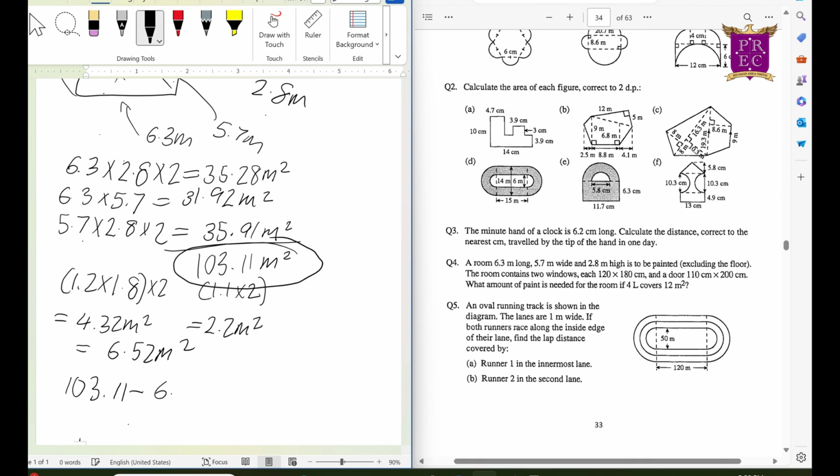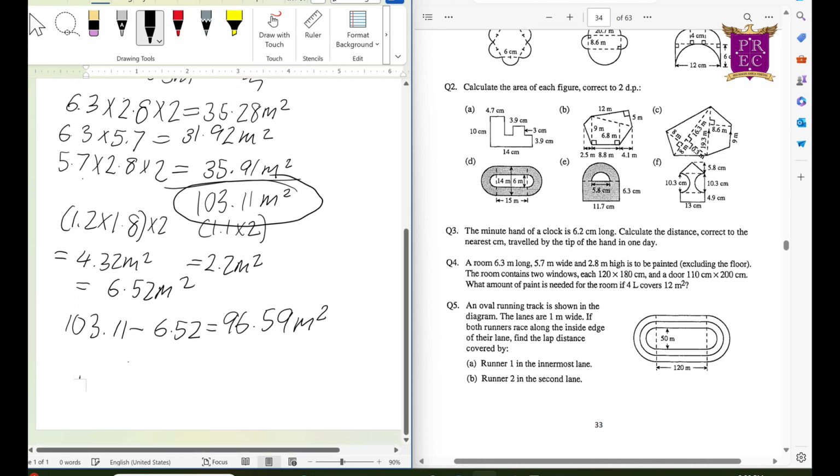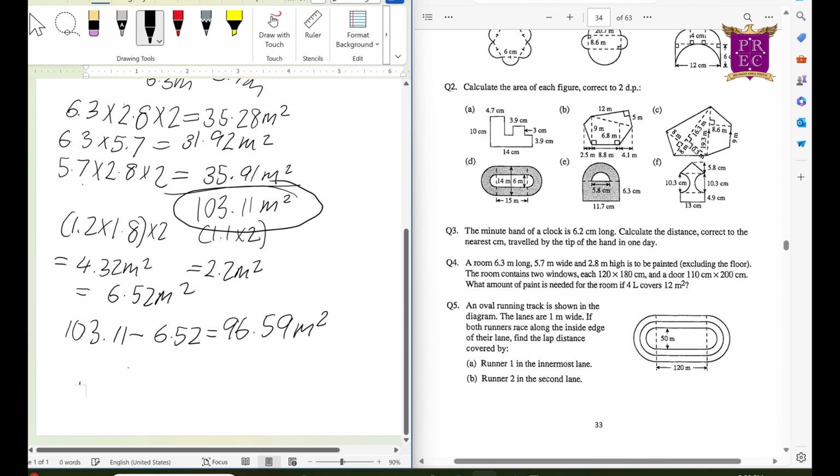103.11 minus 6.52. What does that give us? That gives us 96.59. 96.59 square meters. Okay, now what we do is we look at the question here.